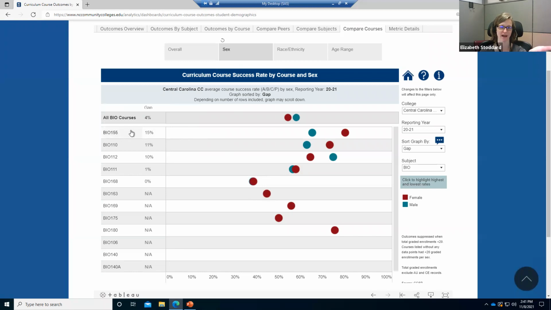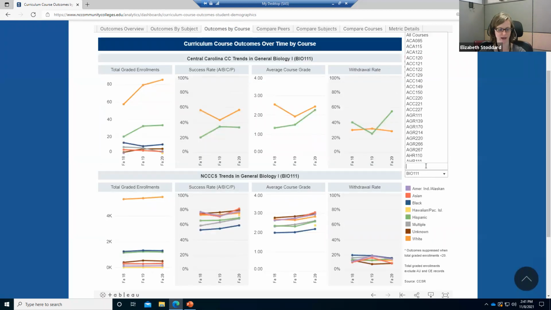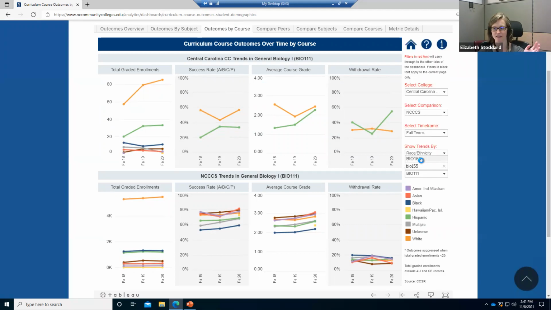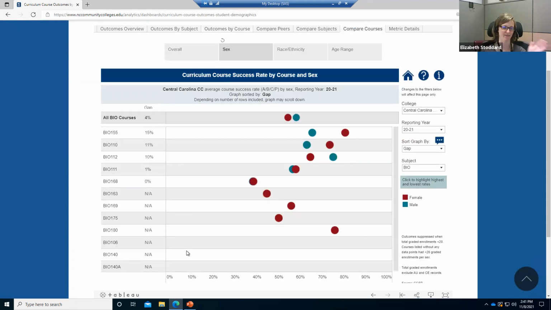So if you're looking at Bio 155, you just have to come back here to this Outcomes by Course tab and find Bio 155 on the list. And then you can see that, probably wasn't a great example because there weren't a lot of enrollments, but you can't see the actual number again, but you can get a ballpark of how many enrollments you had in each group. Yeah, I'm looking to see if we can put it on here, but it's hard because of our data suppression policies and student privacy policies.